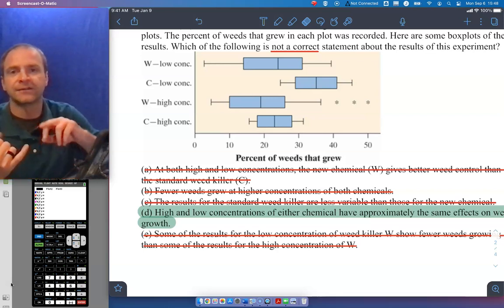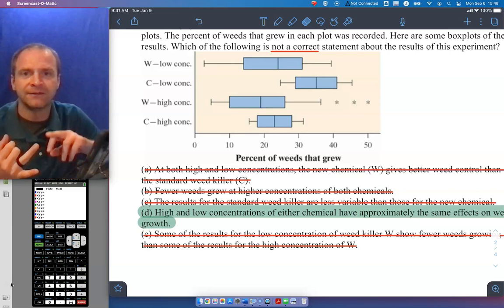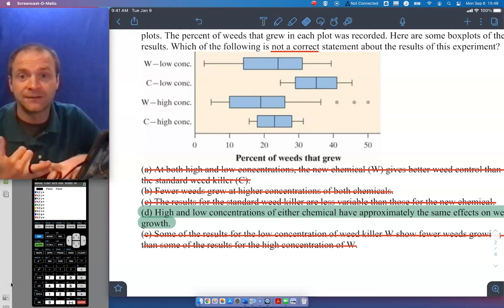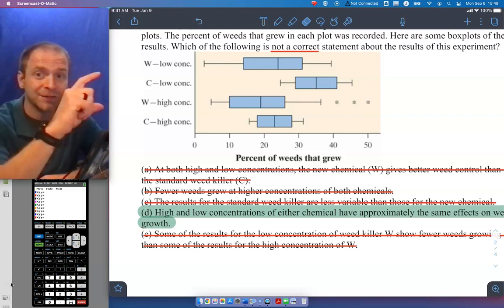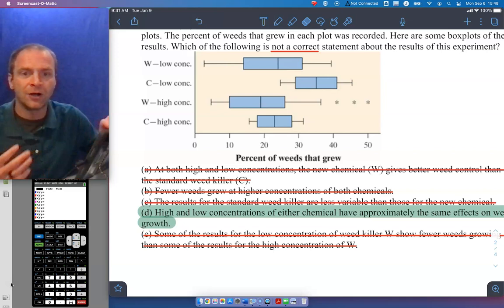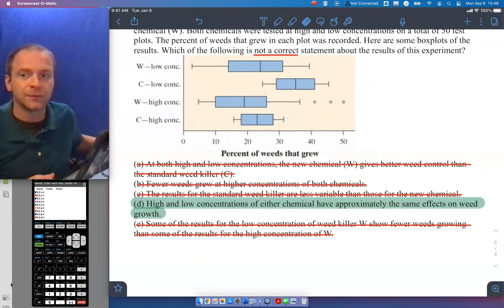They all have different medians. Even the length of the IQR is going to be different for most of them. It might be the same for the two W's, but not all of them. So they all had different effects on the weed growth.